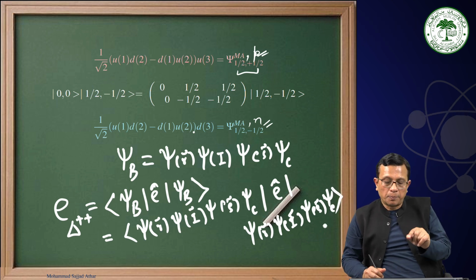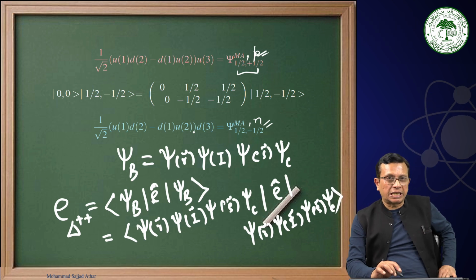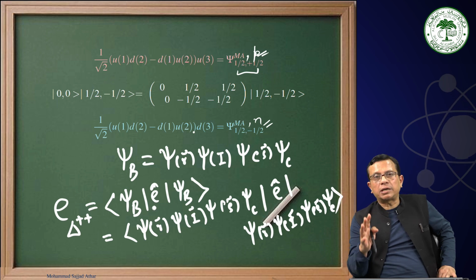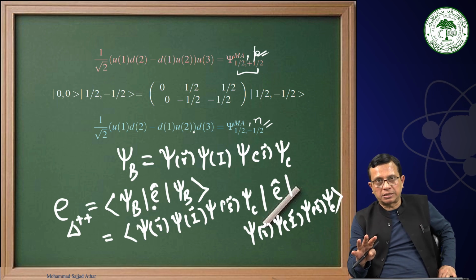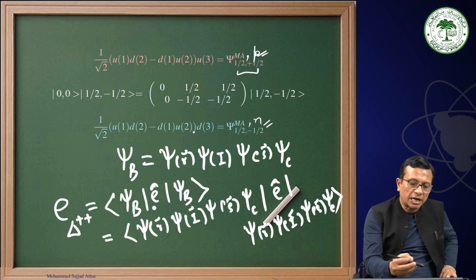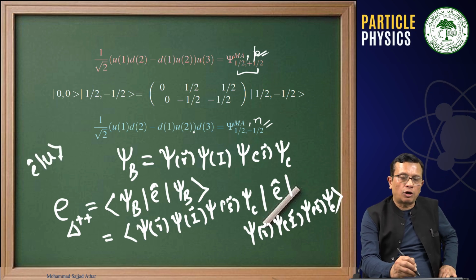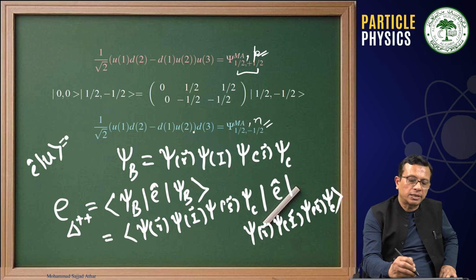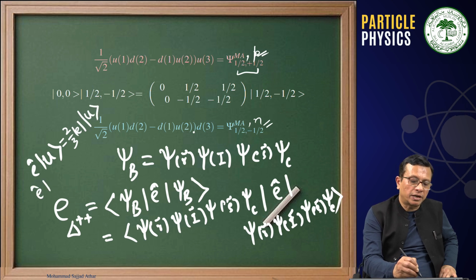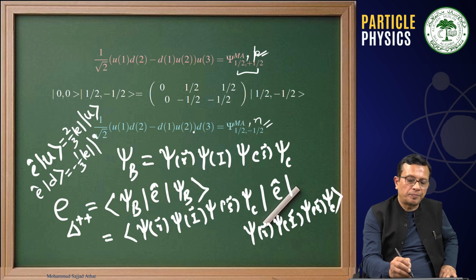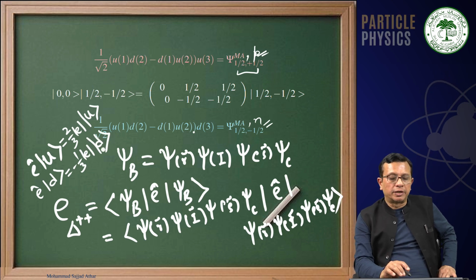Now notice there is one important point: we are talking about the charge operator. The charge operator will always operate on the flavor wave function. It cannot operate on spin, color, or space. Therefore, when the charge operator operates on the u quark, it gives 2/3 the electronic charge and returns the state. When the charge operator operates on the d quark, it gives minus 1/3 the charge of the particle, and returns the state.